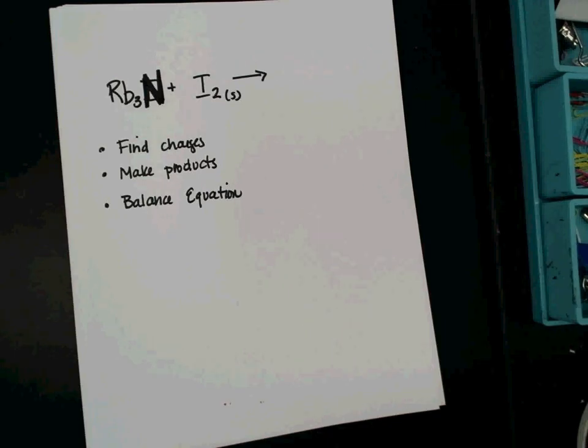Okay, so listen, check with your lab partners or partner. See if you agree, and then we'll talk about it. Rb3N plus three I2 solid yields Rb6I6 plus N2.